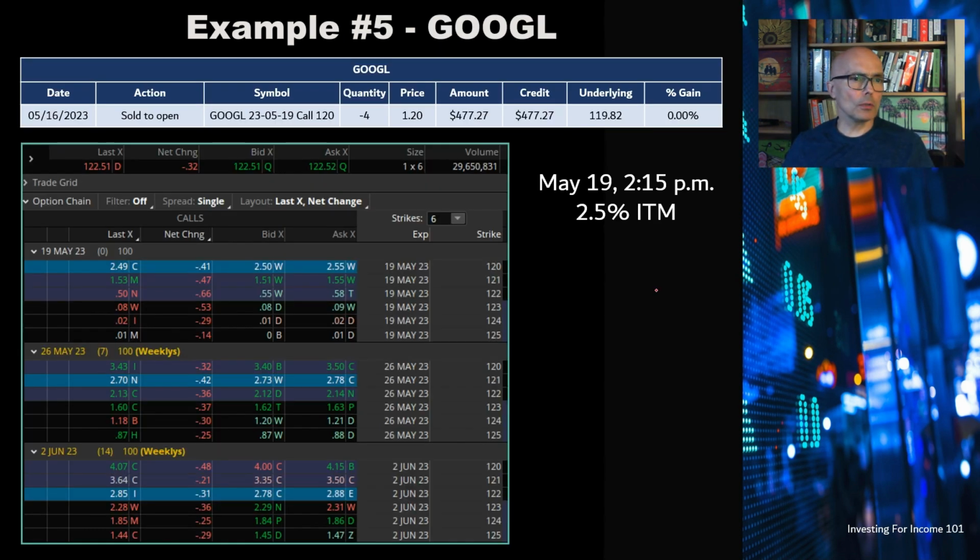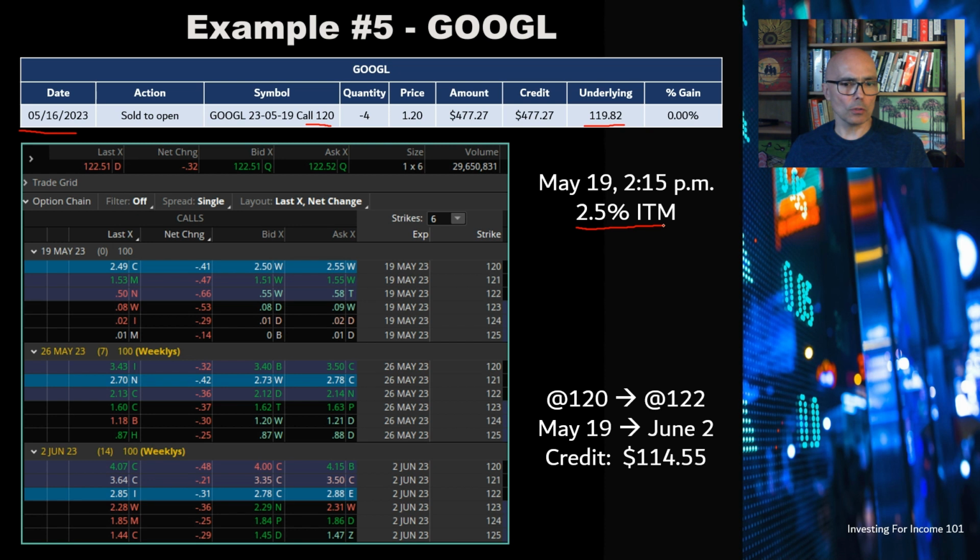Okay, so let me give you another example, this time with a little more detail. On the 16th of May, I sold to open a Google call, and Google was trading at almost 120, and I chose a strike price also of 120. The expiration was in a few days, and I thought Google was overbought, and I fully expected it to come down. It did not. So on the 19th of May, Google was about 2.5% in the money, and I needed to roll the option.